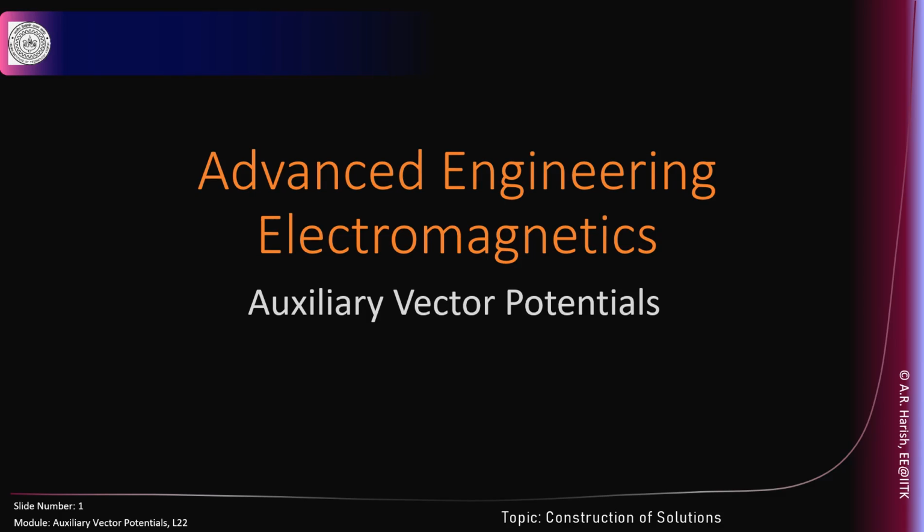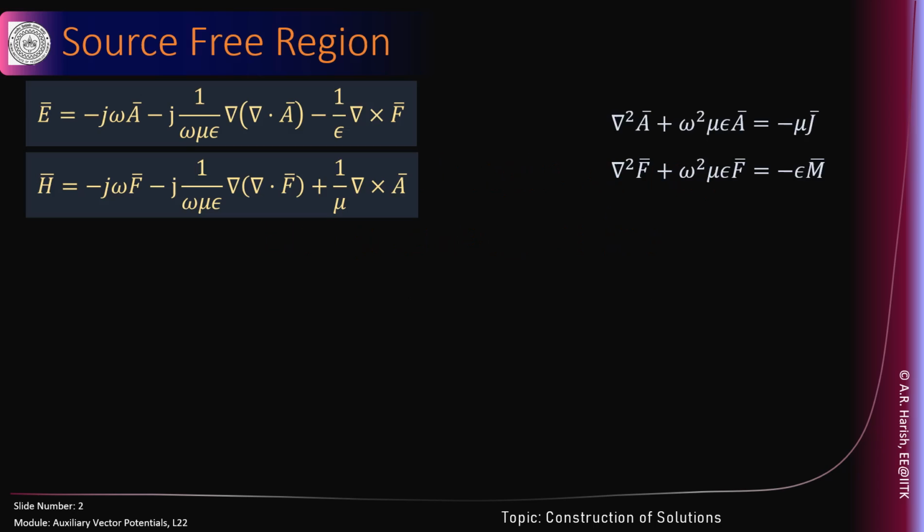We will continue our discussion on auxiliary vector potentials, and today I'll show you how to construct solutions via this approach. So we would like to find the electric and magnetic fields given some source J and M. So what we do is we compute vector potentials A and F by solving the inhomogeneous wave equation and then use these equations to calculate E and H.